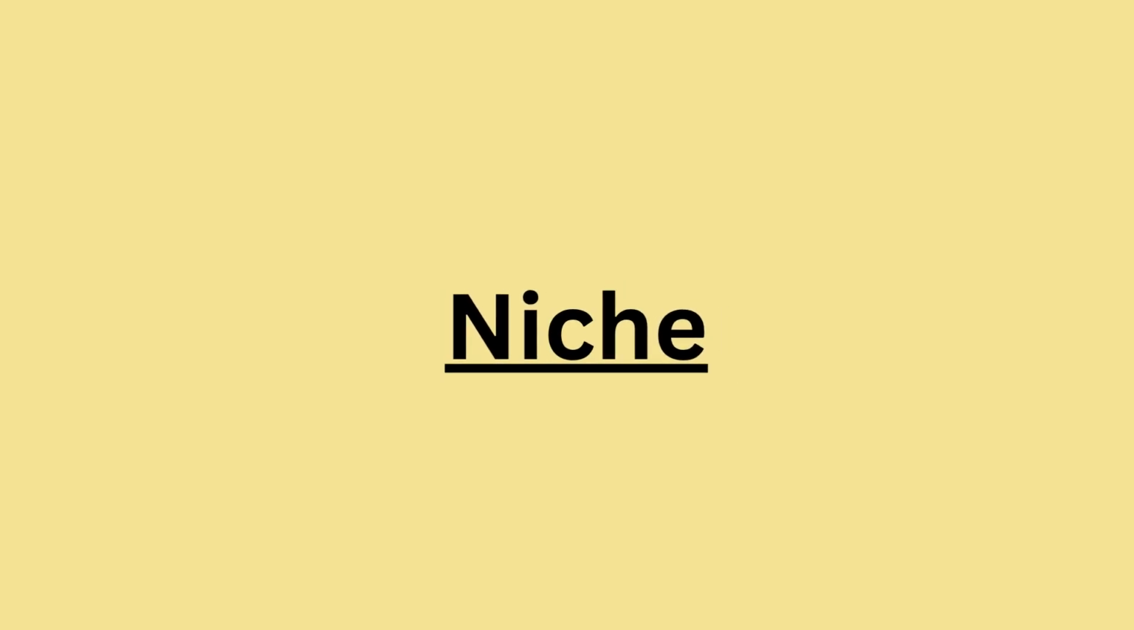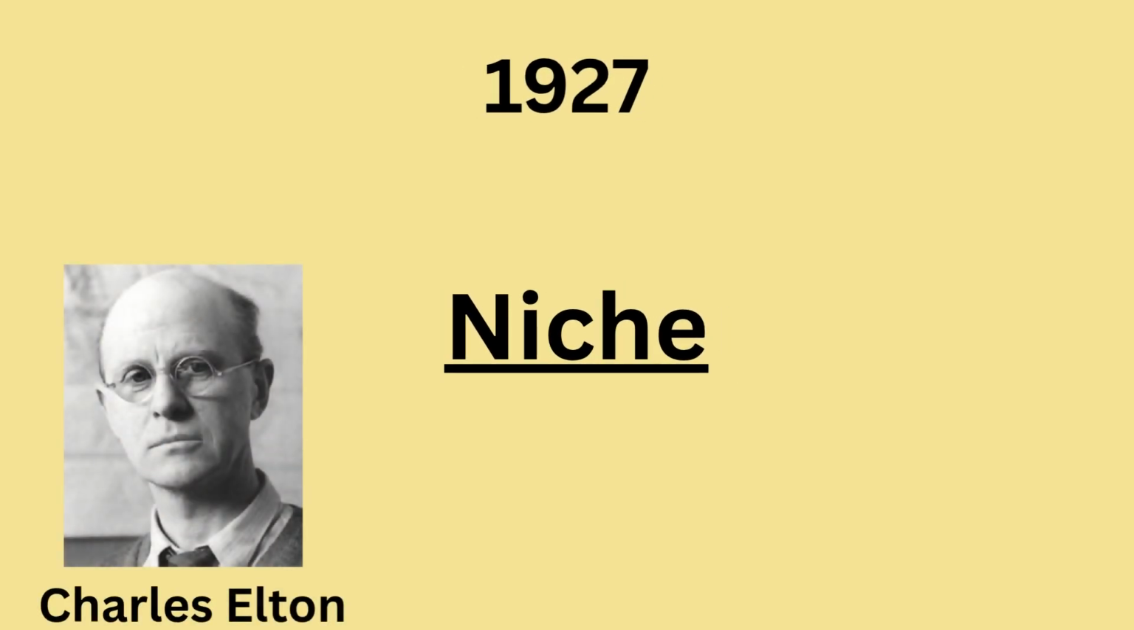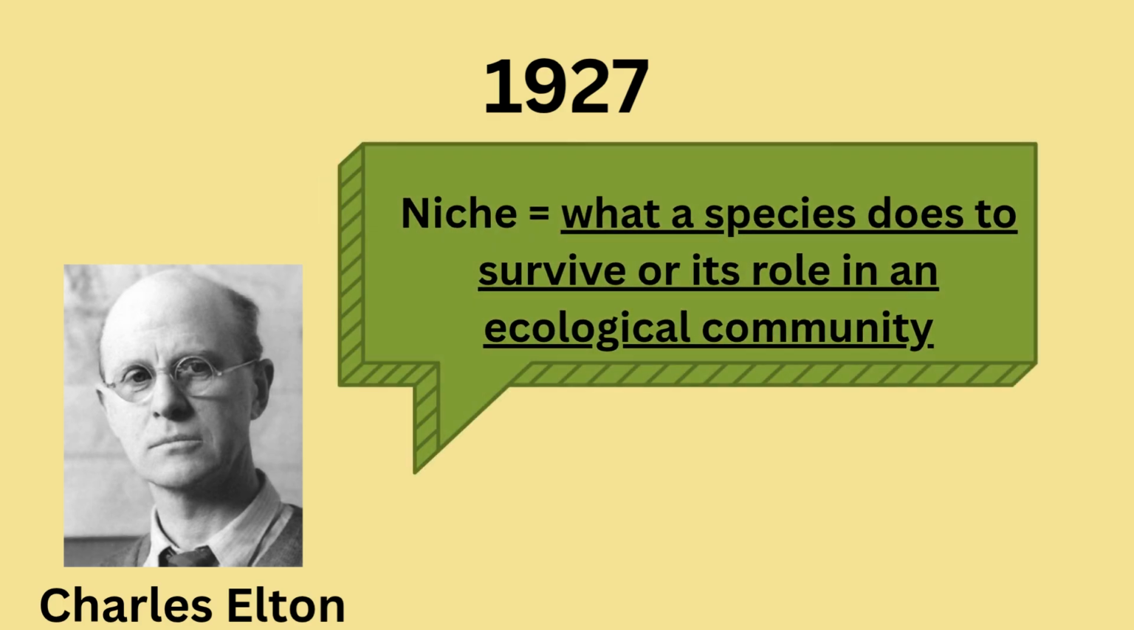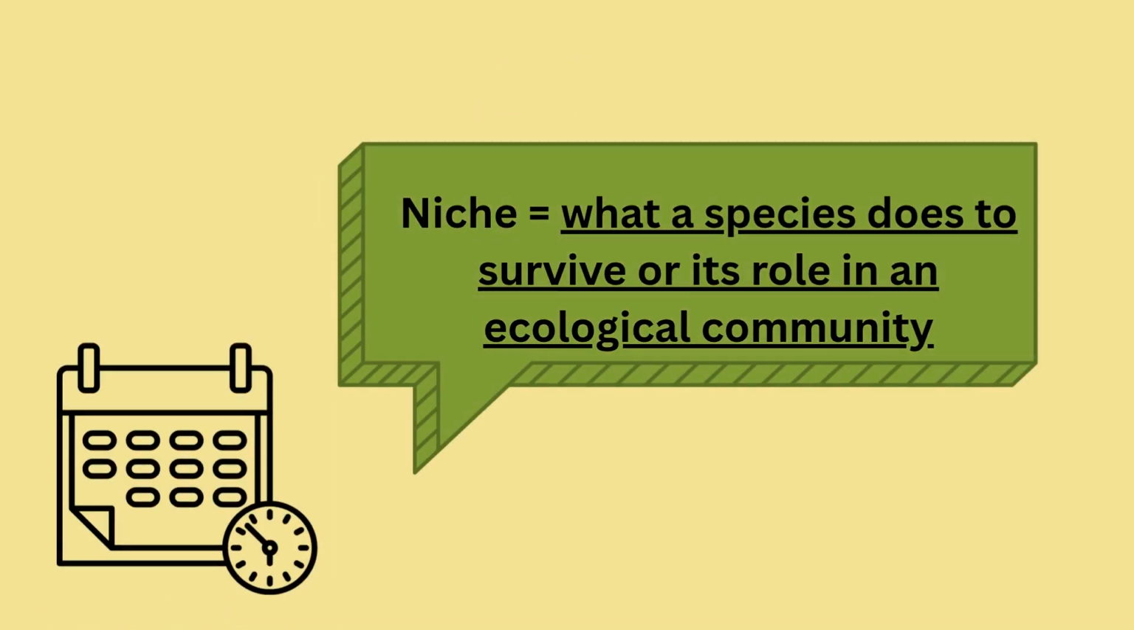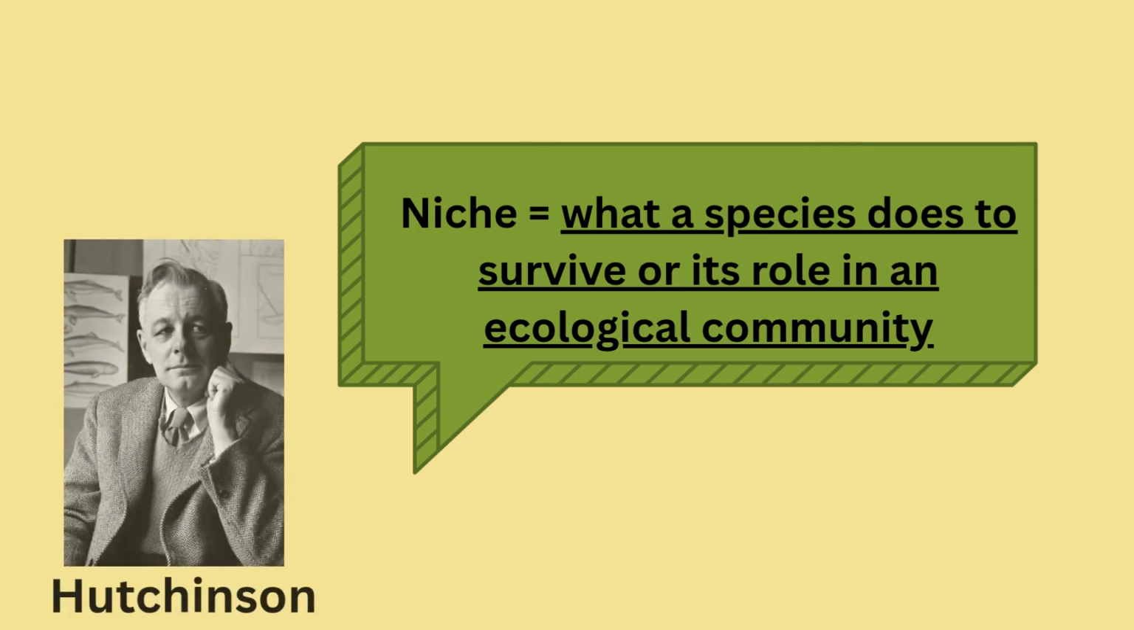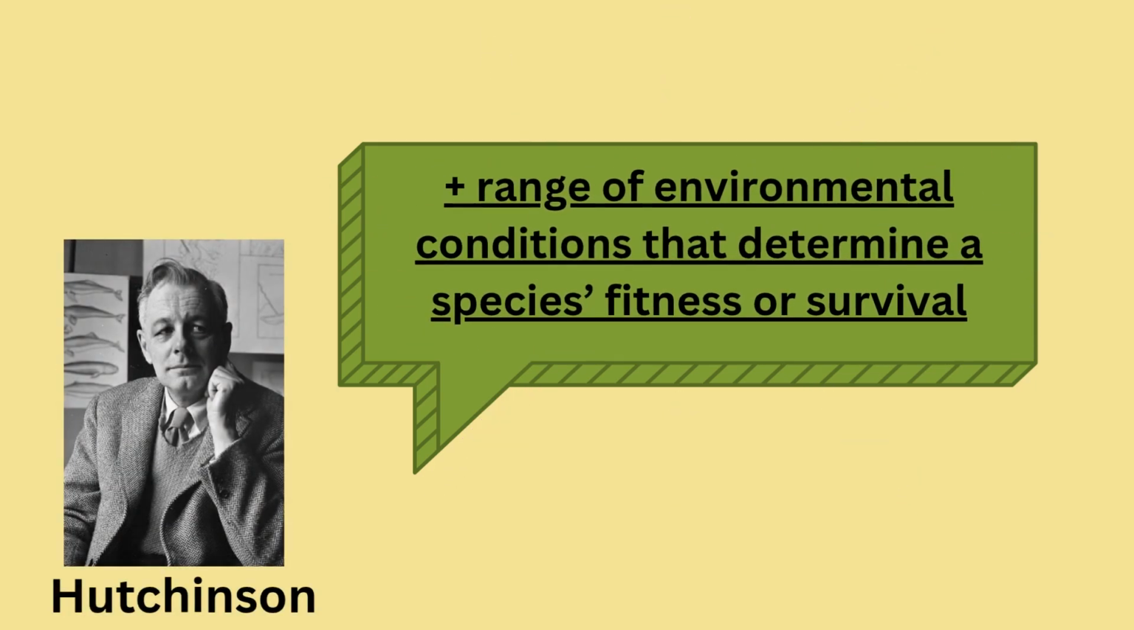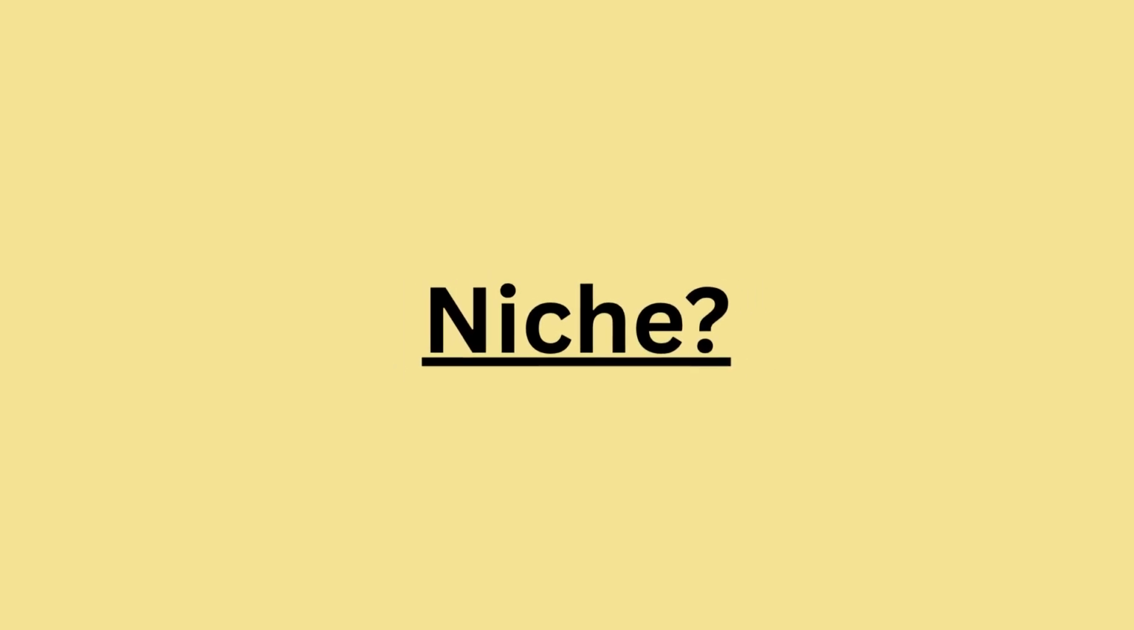The word niche was first described in 1927 by Charles Elton. He defined an ecological niche as what a species does to survive or its role in an ecological community. Over the years, this definition has been expanded and changed by many researchers. One of those researchers was G. Evelyn Hutchinson, who broadened the concept to include the full range of environmental conditions that determine a species' fitness or survival.